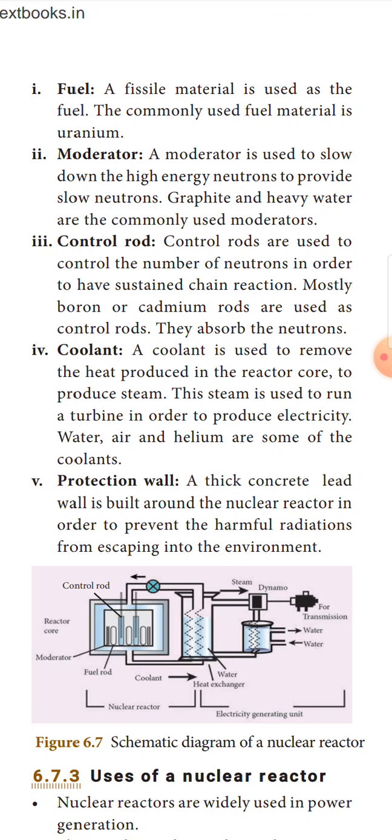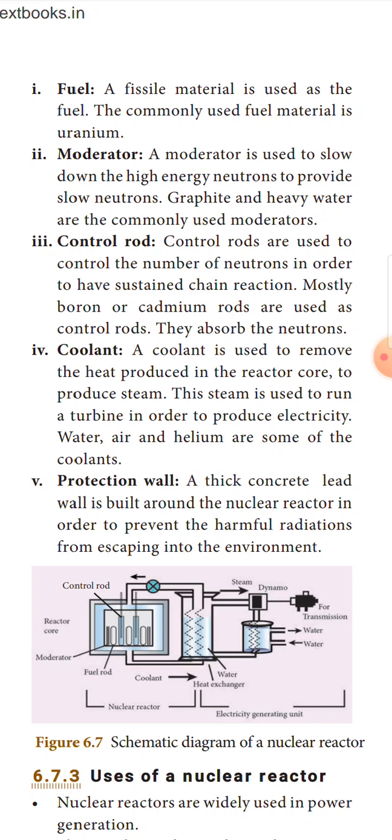Second one, moderator. A moderator is used to slow down the high energy neutrons to provide slow neutrons. Graphite and heavy water are the commonly used moderators.